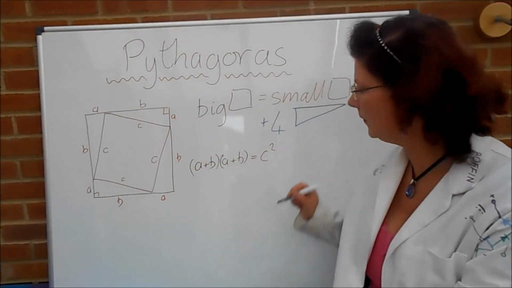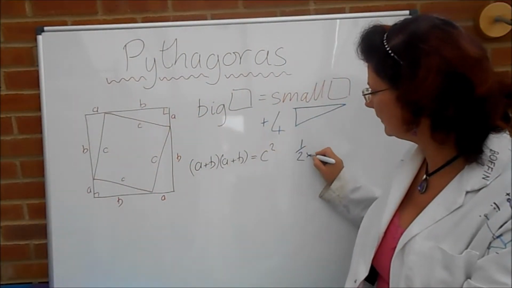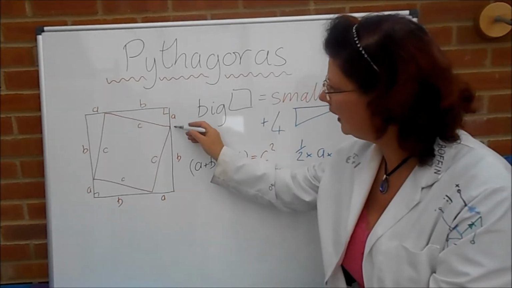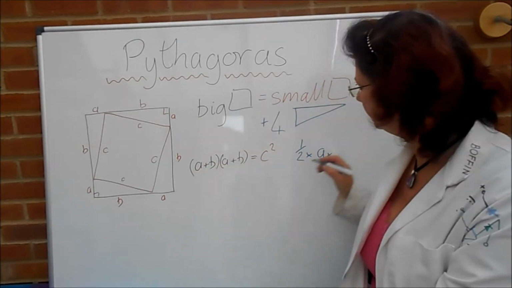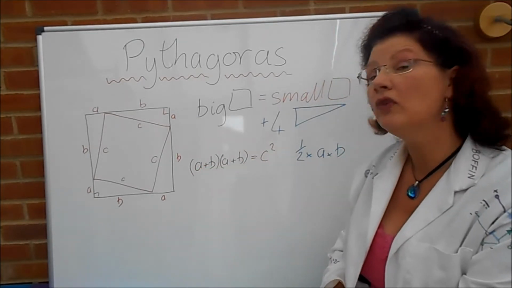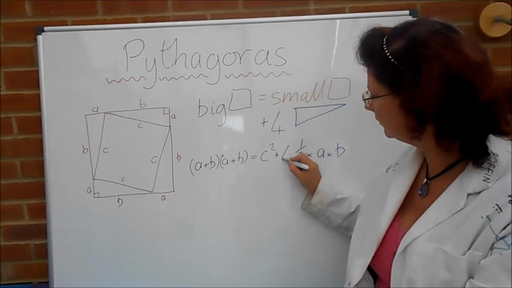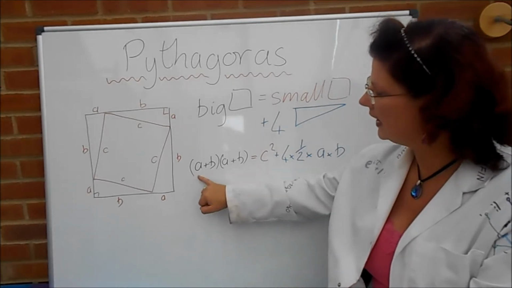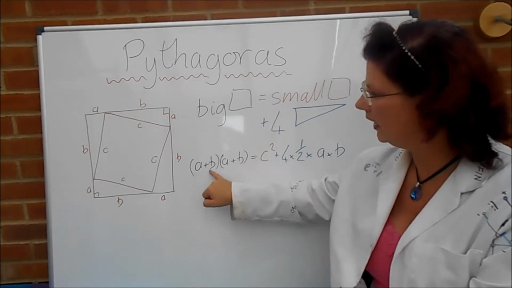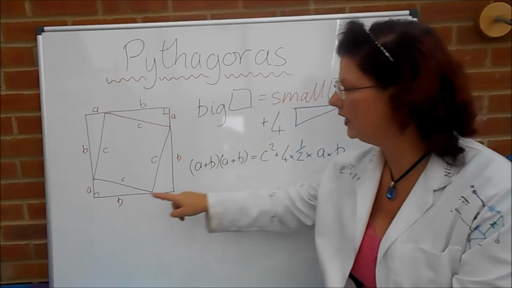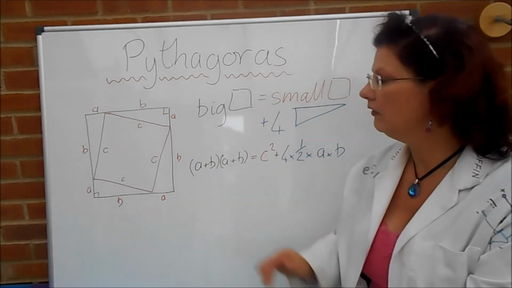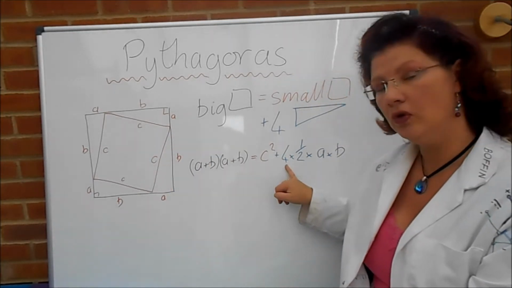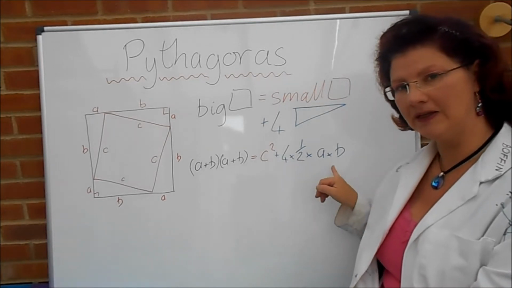Right, the area of a triangle is half times the base of the triangle which is A, times the height of the triangle, which is B. And of course we've got 4 of those triangles, so I'm going to times it by 4. So just to recap, that is the area of the big square, the height, A plus B, times the width, A plus B. The area of the big square is equal to the little square, C squared, plus 4 triangles, half times base times height.